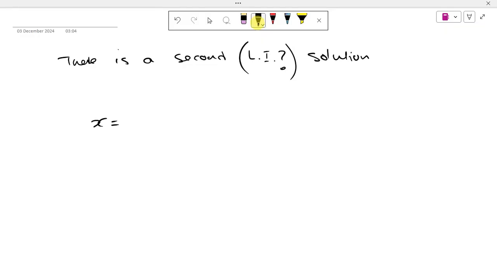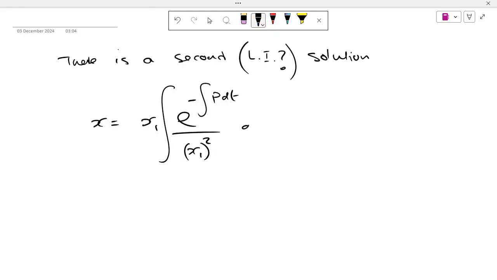So we'll say there is a second, in brackets, linearly independent question mark solution, and that is found by writing x equal to x1 times the integral of e to the power of minus the integral of p dt, all divided by x1 squared, and that's integrated with respect to dt. And I'll just very quickly go through what p actually represents and what x1 represents.